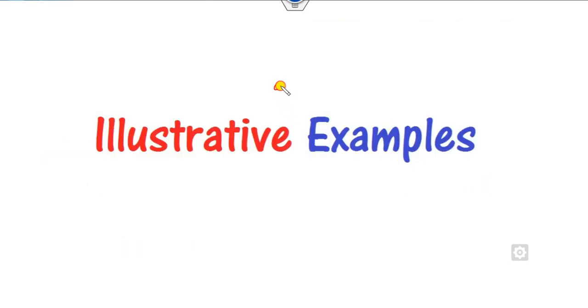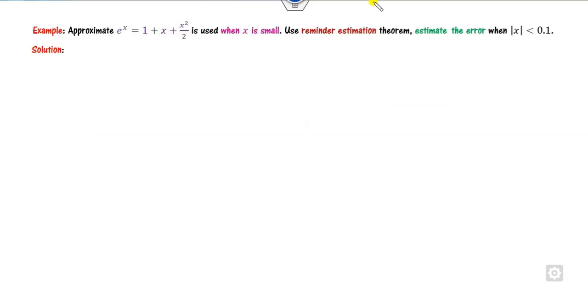Now we will describe 9 examples in this lecture, and 5 examples are exercises for you, so that you can learn it in a very simple manner. So let's start with the first one. Approximate the function e^x, which is given here. Use the remainder estimation theorem to estimate the error when |x| is less than 0.1.